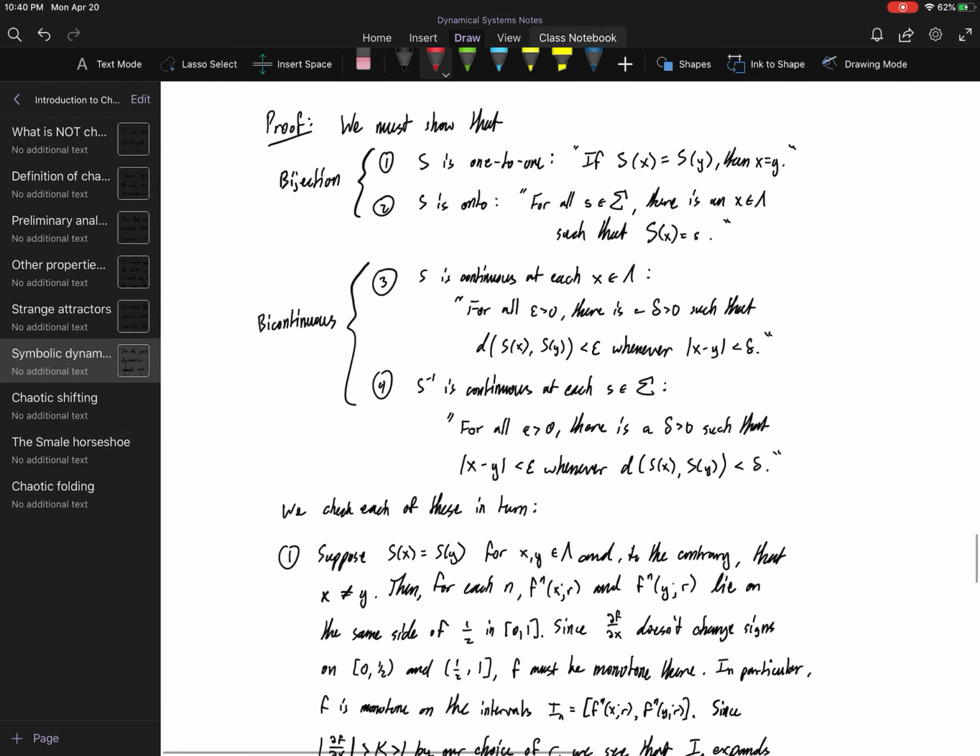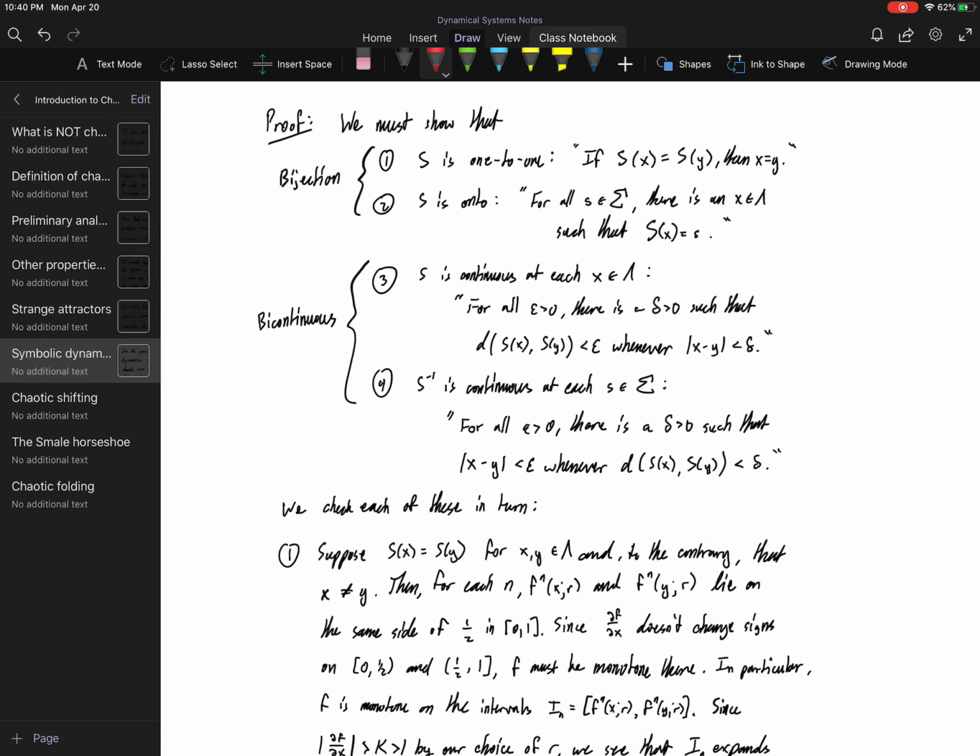So there are 4 things that we have to show to establish that this map is a homeomorphism. So we need to show that this is a bijection, so it means it's got to be a one-to-one and onto function. And it must be bicontinuous, which means that both S and S inverse are continuous. Right? So feel free to pause the video and check out those definitions. Those are standard definitions in math curriculum.